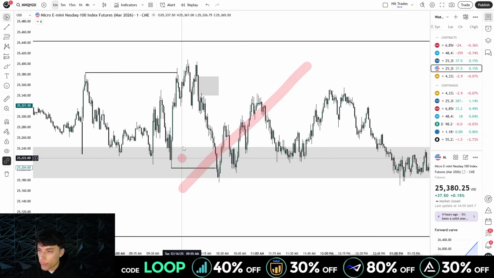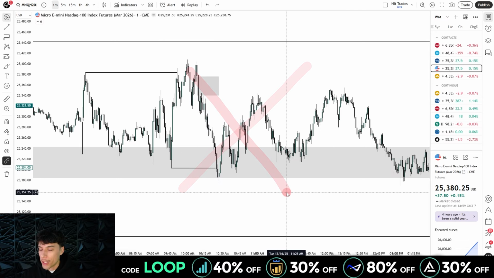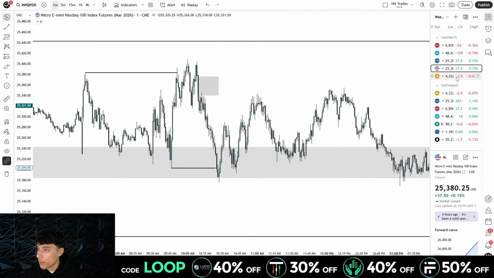I refuse to force any trades in this type of price action. I refuse to chase, FOMO, do any of that kind of stuff. If I don't have my setup, I'm not taking the trade. With all the indices, really not much for me. So I said, let me take a little look at gold.